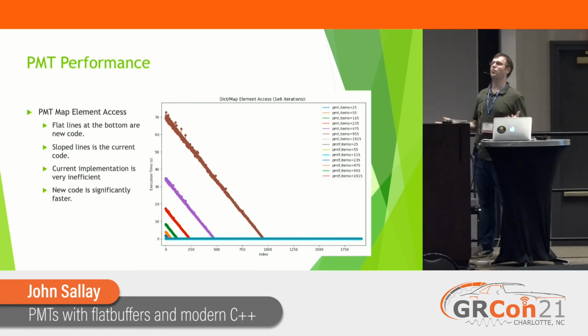So this graph looks weird. I'm going to explain it a little bit. The flat lines at the bottom are the new code, and the sloped lines are the current code, and we're looking at element access within a map.